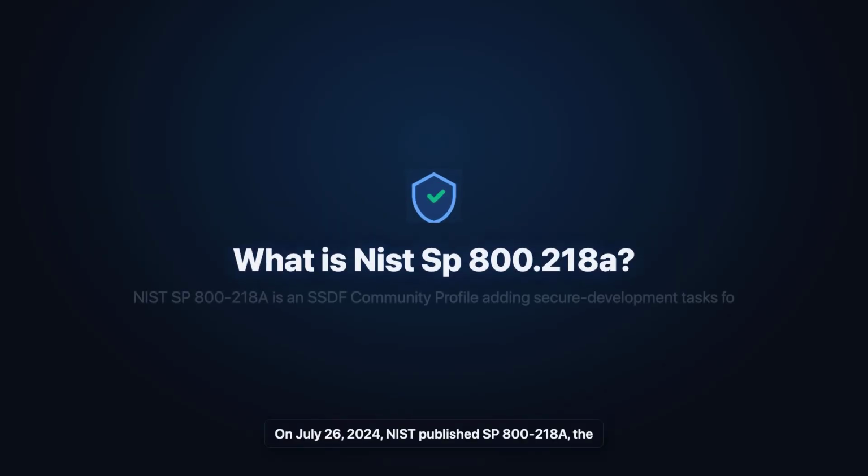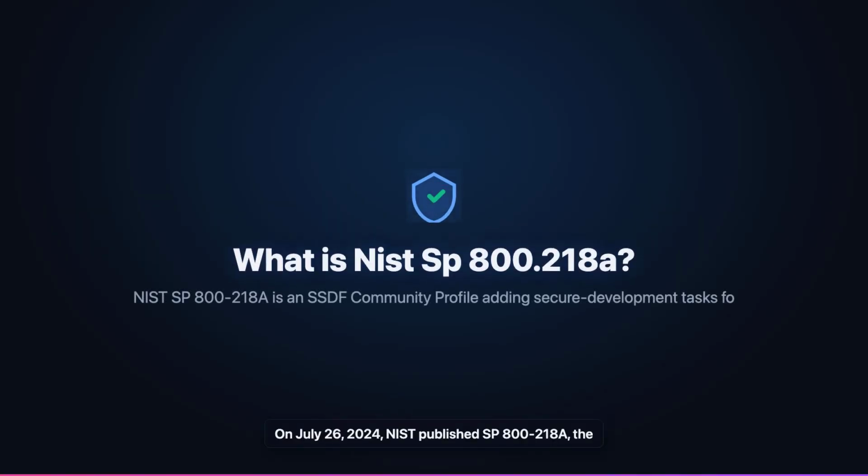On July 26, 2024, NIST published SP 800-218A, the first secure development playbook written specifically for generative AI and dual-use foundation models. Authored by Booth, Souppaya, Vassilev, and a CISA contributor, it does not replace the SSDF. It bolts AI-specific tasks onto SP 800-218 version 1.1.